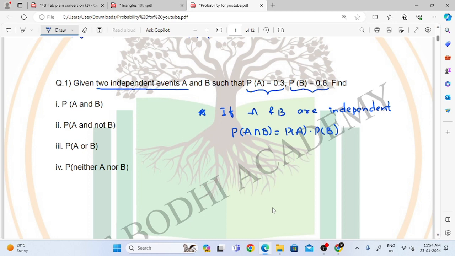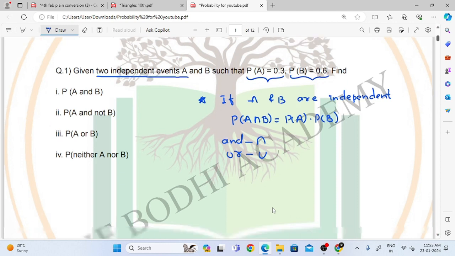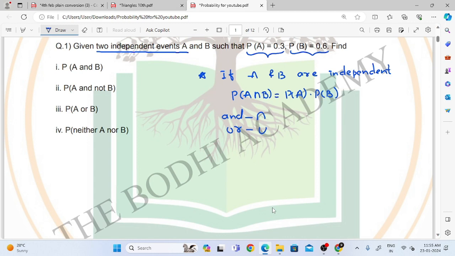It is given that 2 events are independent. That means we can say P of A intersection B is equal to P of A into P of B. So P of A and P of B is given, and the first question is P of A and B. Now remember one thing: AND means intersection and OR means union. And I will write some formulas that are important.